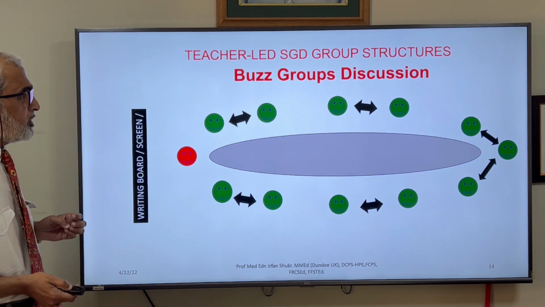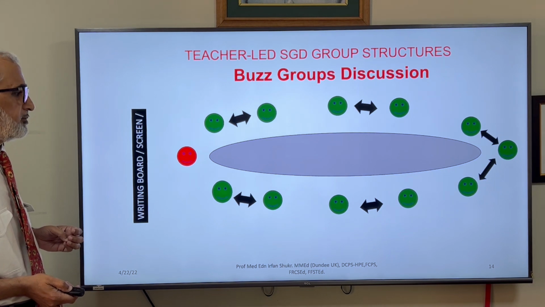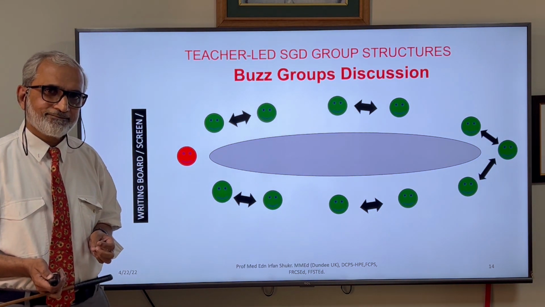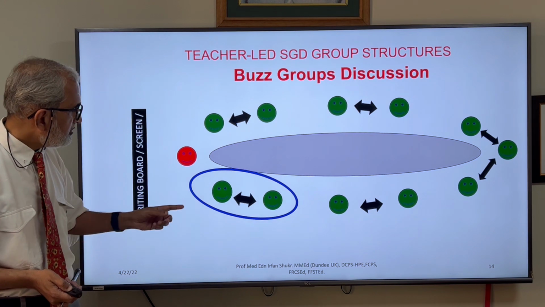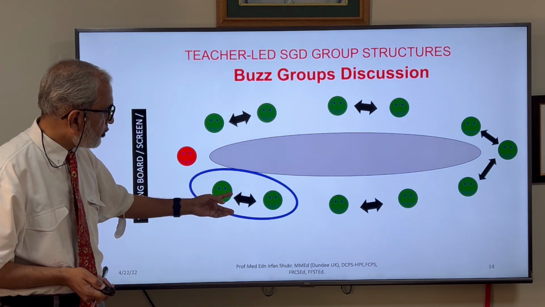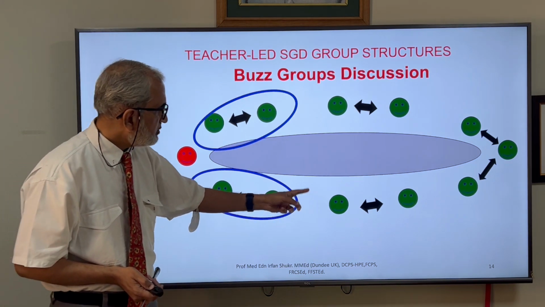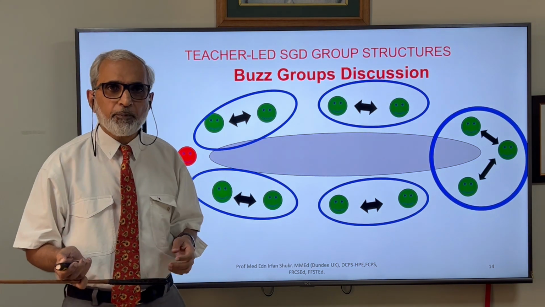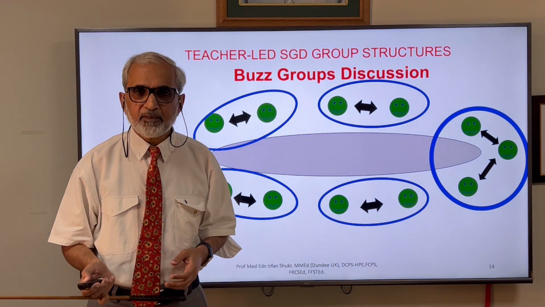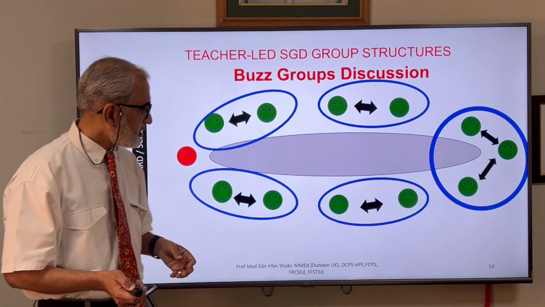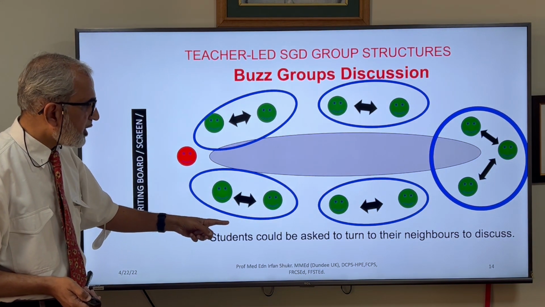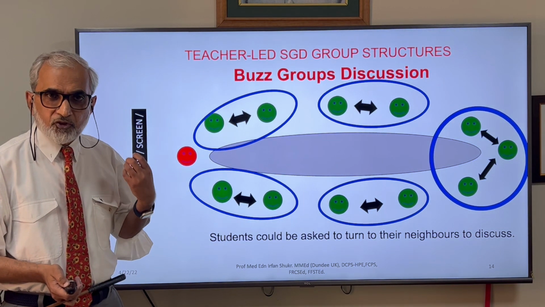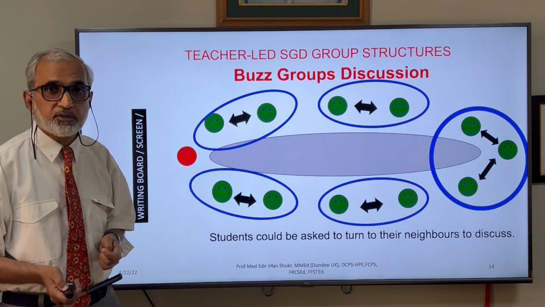There is another group structure which is called the buzz group discussion. What is happening in this? Can you guess? You see, the tutor has made subgroups, and they are discussing among each other. So whatever the topic or question is, the teacher divides the students into groups, and they discuss. Students should be asked to turn to their neighbors to discuss. A very simple method of converting a structure of small group teaching into buzz group discussions.